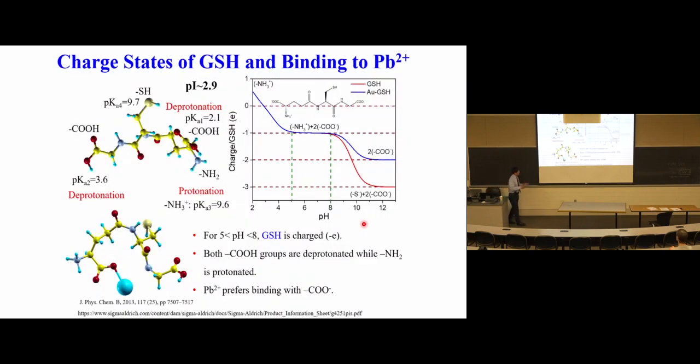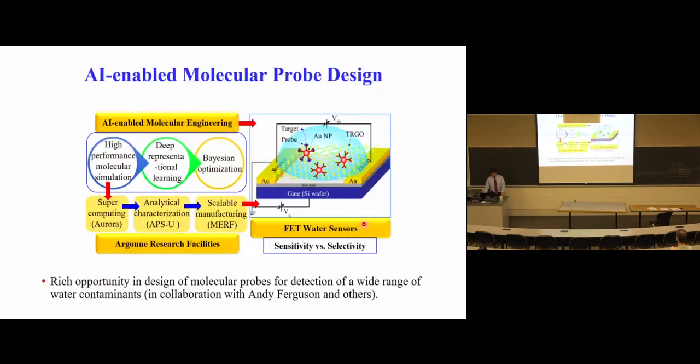One example is the lead detection, where you have GSH as a probe. At a given pH value, typically between 5 and 8 for our drinking water, this GSH molecule will carry one elementary negative charge. Based on the calculation, lead ions like to bind with the carboxylic group. That's how the selectivity is accomplished. We have ongoing studies to understand and observe how lead ions bind with this molecular probe, but we don't have the results here yet. For other target analytes, we can design probes as well to achieve this type of selectivity.